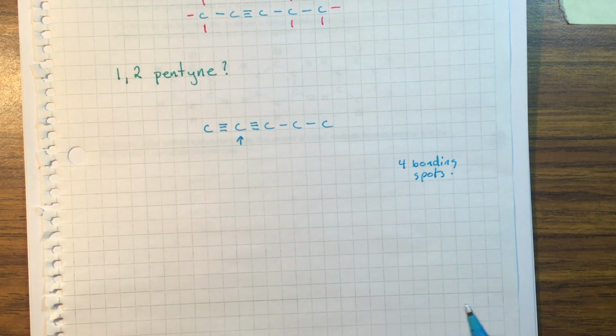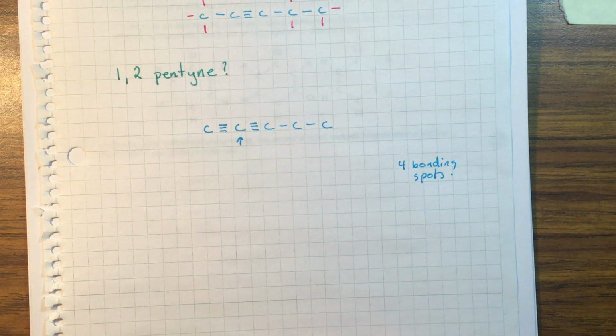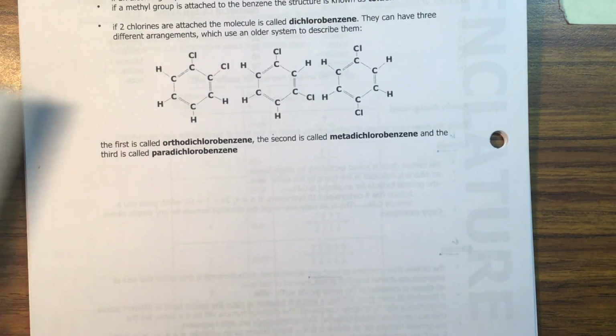1,3-pentyne is possible, and 1,4-pentyne is possible, but you can't have 2 triple bonds next to each other. You can have double bonds next to each other because that's 4 bonding spots, but you can't have 2 triple bonds next to each other. All right.